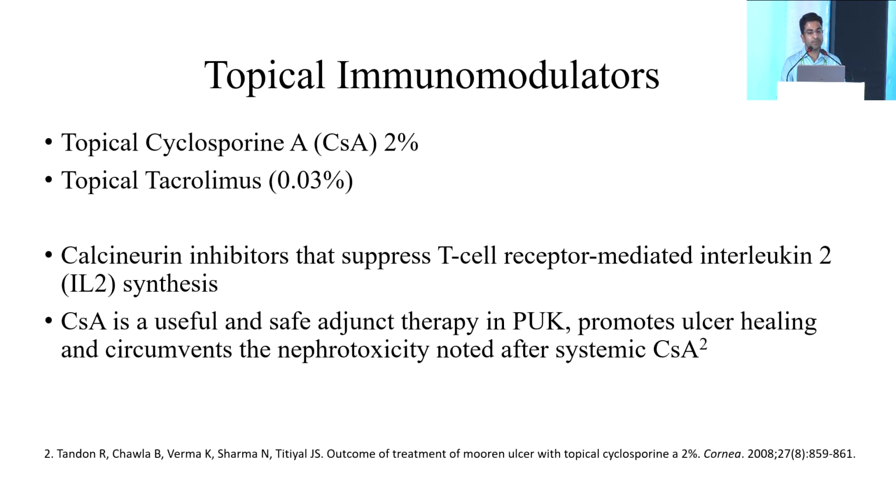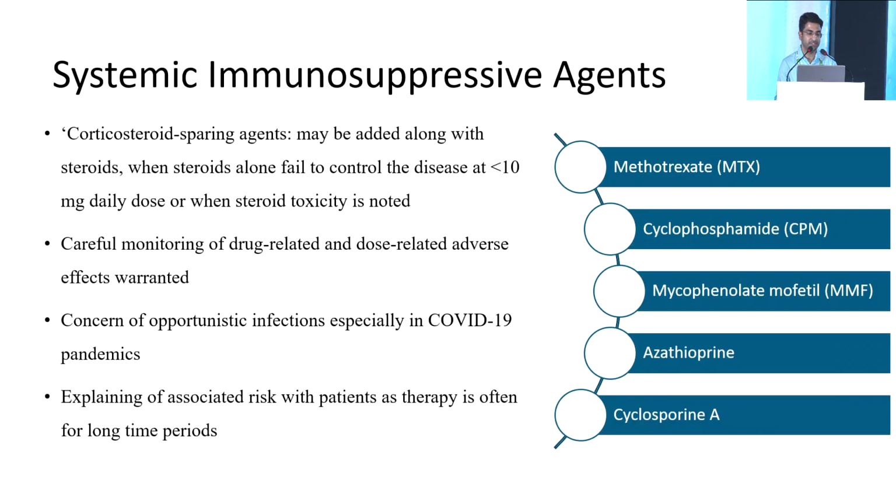What are the immunological agents which you can use? Either you can use a topical immunomodulator or a systemic one. Topical ones are topical cyclosporins, which are calcineurin inhibitors, or topical tacrolimus 0.03%. Systemic immunosuppressive agents may be methotrexate, cyclophosphamide, mycophenolate mofetil, azathioprine, or cyclosporin A. These have to be chosen depending upon the cause of PUK, whether it is Wegener's granulomatosis or rheumatoid arthritis, or depending upon the tolerance and side effect profile of the patient.